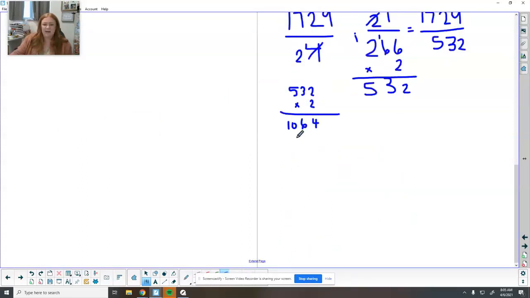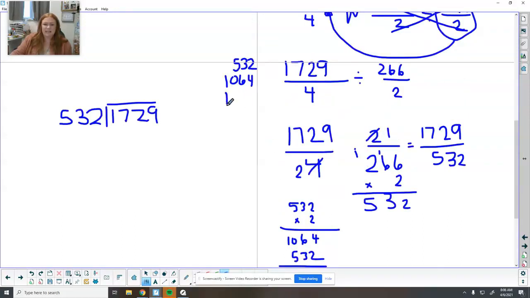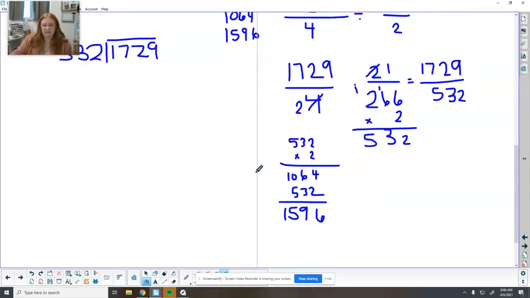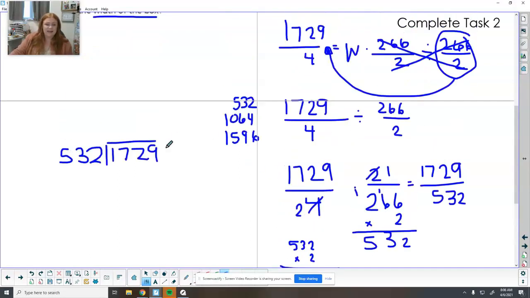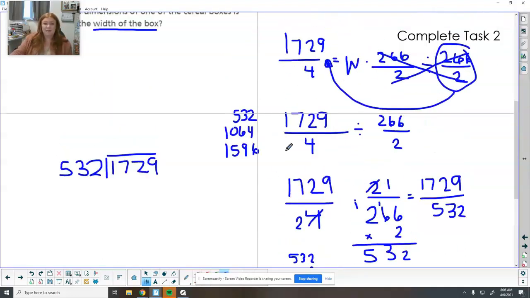So let's go ahead and add on another group of 532. That makes it 1596 if I do 3 groups. And I know I can't get another group in there because 1596 plus another 500 is going to be about 2,000, and that's too small. So I think this will get us started here. It takes a little work up front, but then the rest of it should be pretty simple.